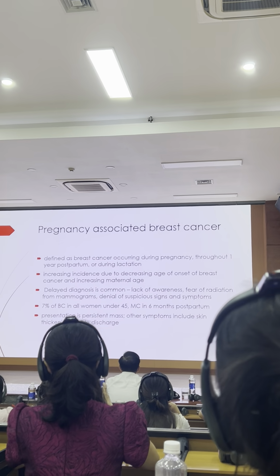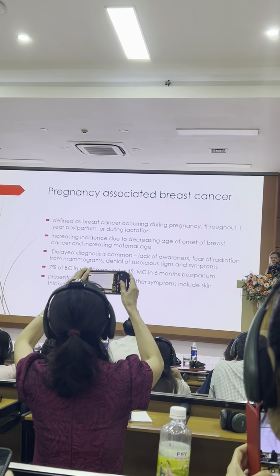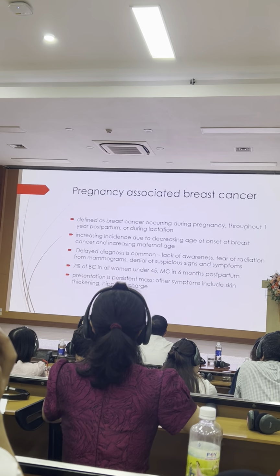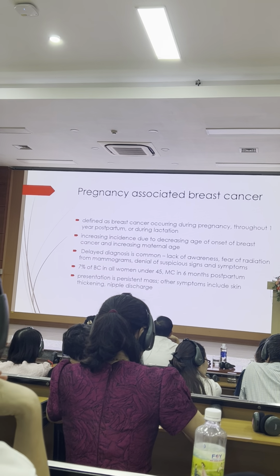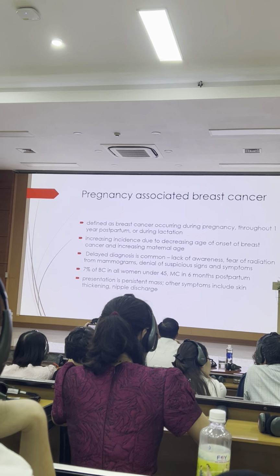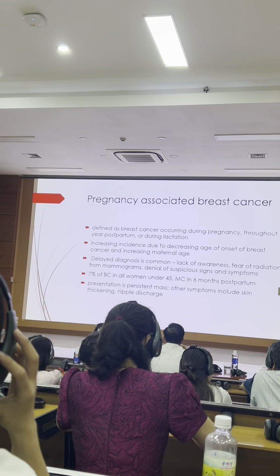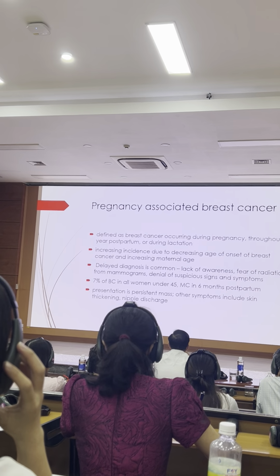And just lastly, I'm going to talk for a few minutes about pregnancy-associated breast cancer. This is defined as breast cancer occurring during pregnancy, throughout 1 year postpartum, or during lactation. There's an increasing incidence in pregnancy-associated breast cancer due to the decreasing age of onset of breast cancer and increasing maternal age.